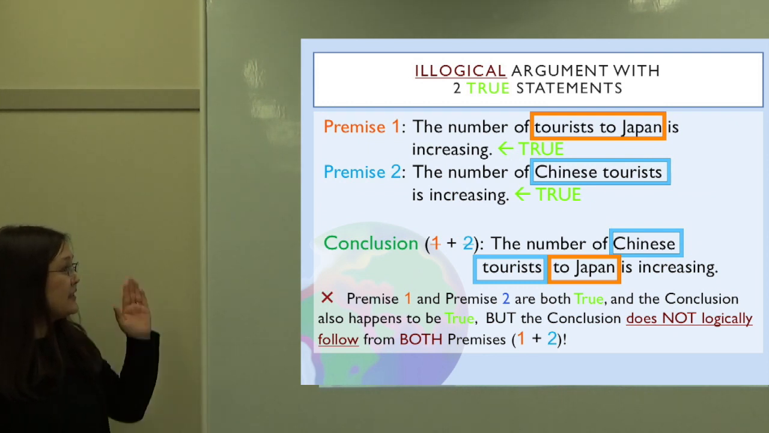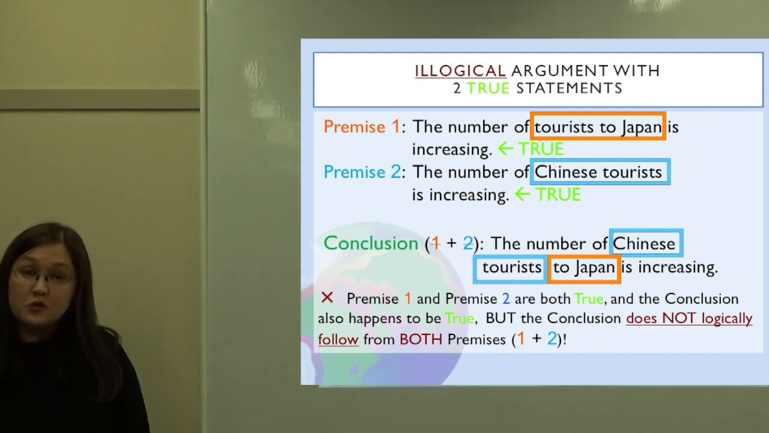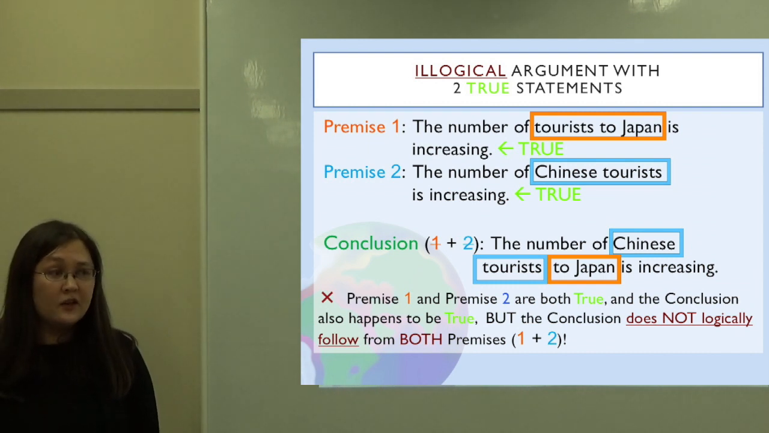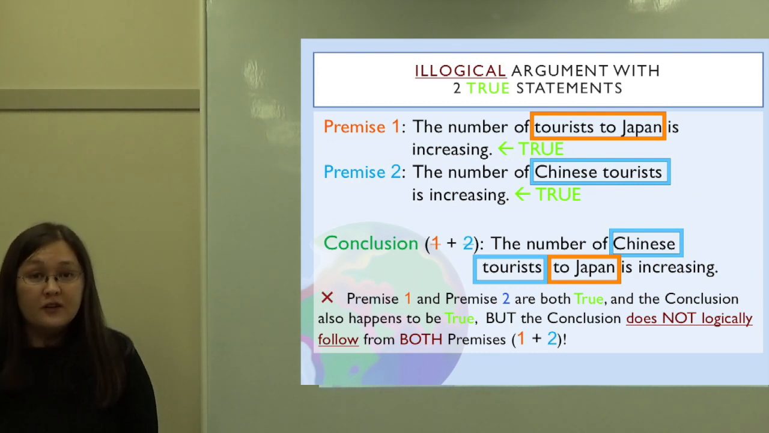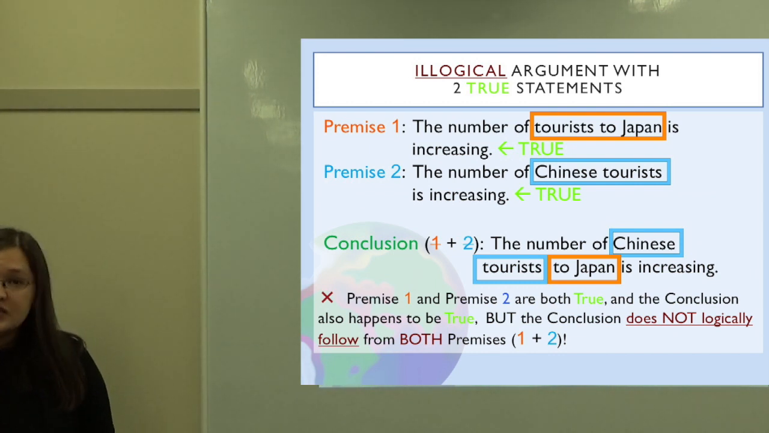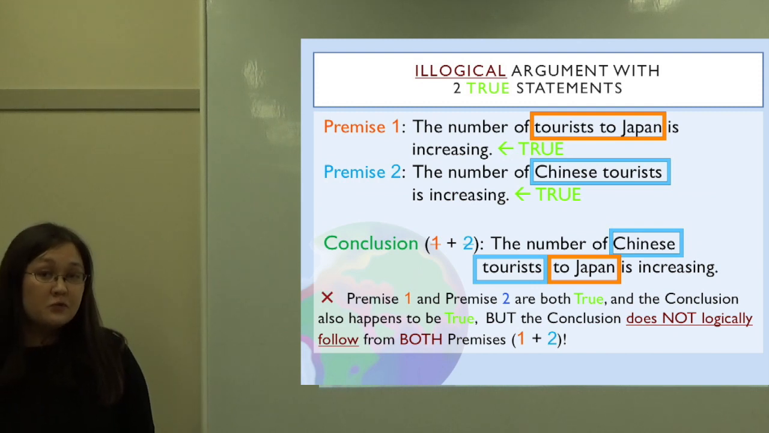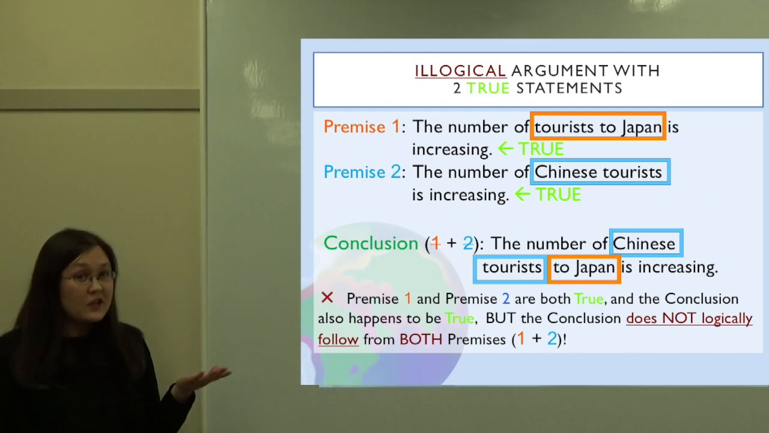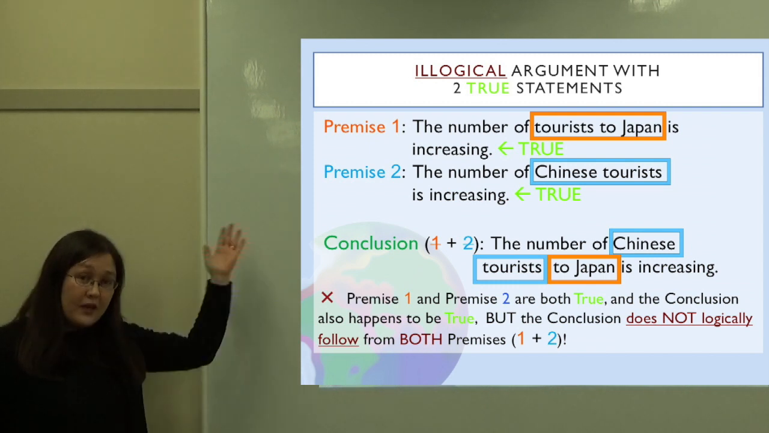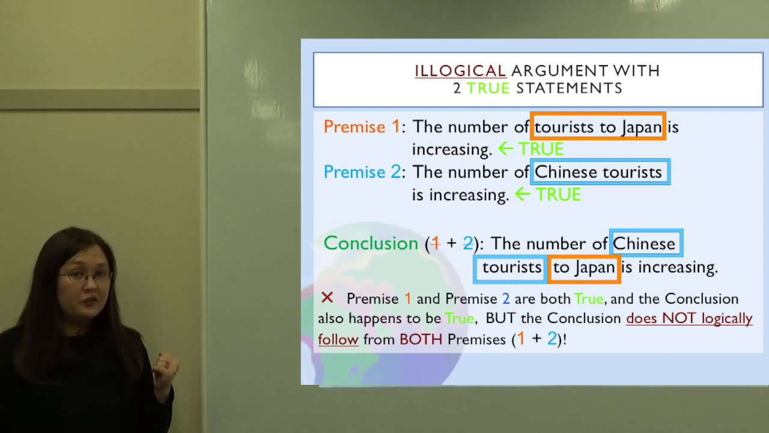The reason is that the number of tourists to Japan is increasing. But where are they from? Maybe they're tourists from Nigeria. Maybe they're tourists from Argentina. Maybe they're tourists from Norway. We don't know. In premise 1, it doesn't tell us where they are from. Maybe Chinese people are included in the increase, but maybe they aren't.